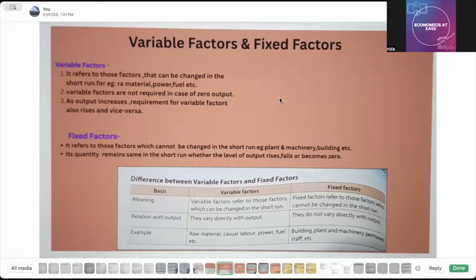Then variable factors and fixed factors, the same thing. Variable factors are applied in the short run and they can be easily changed, whereas fixed means fixed, like the plant, machinery, and building, they cannot be changed in the short run. Then relation with the output: variable factors change directly with the output, that is, their usage can be increased or decreased depending on the output, okay. Whereas fixed factors cannot be changed with the change in the output. For example, raw material and casual labor you can easily increase or decrease as per the output, whereas for fixed factors, once you have acquired the machinery or land, you cannot change its size.